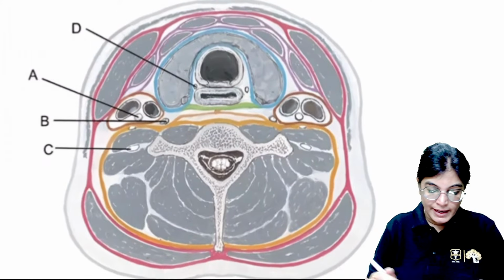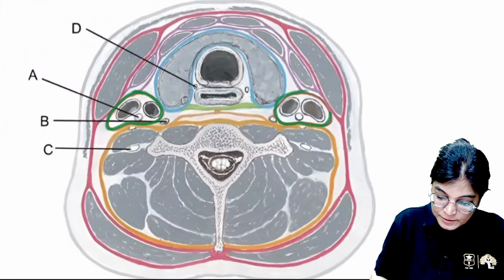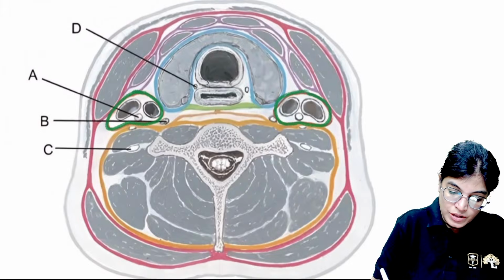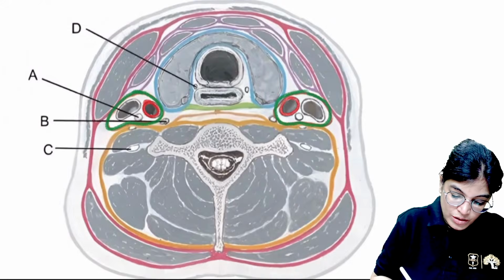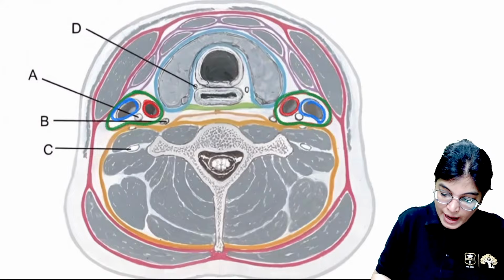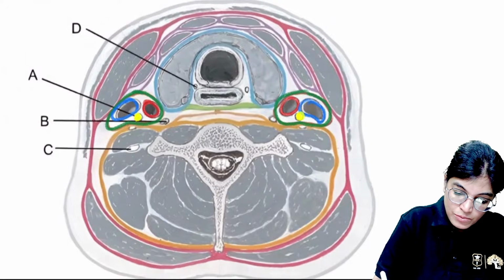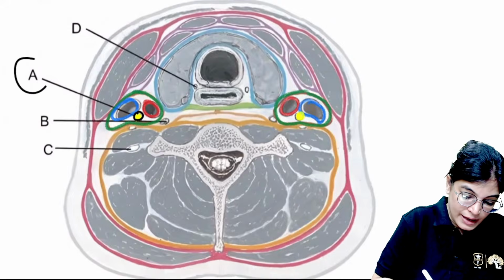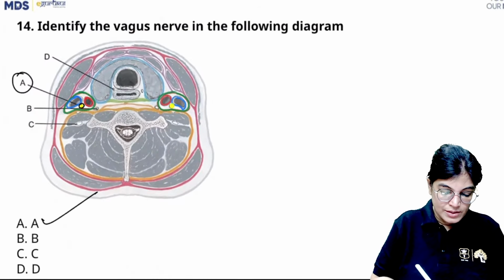So let me just highlight this. I would like to talk about this carotid sheath. This is the carotid sheath, one on either side. In the carotid sheath, we will talk about the carotid arteries, the internal jugular vein, and we have got a nerve. What is this nerve? The A marked nerve will be that of the vagus nerve. So the right answer is definitely vagus nerve. A is the right answer.